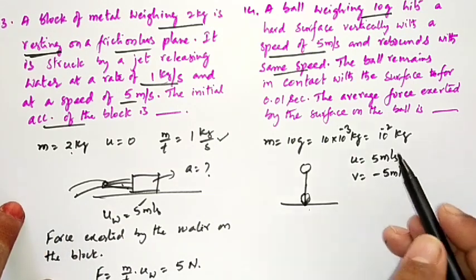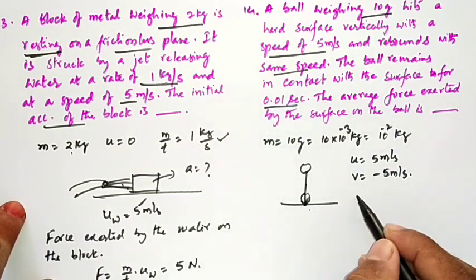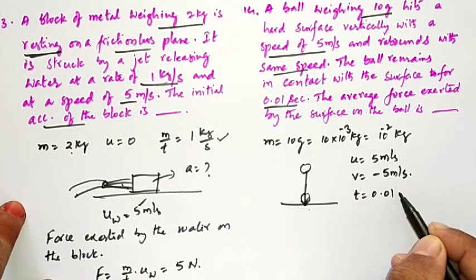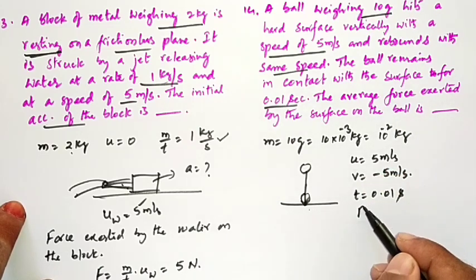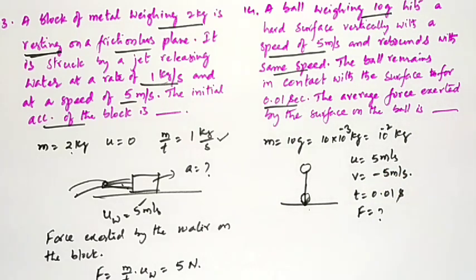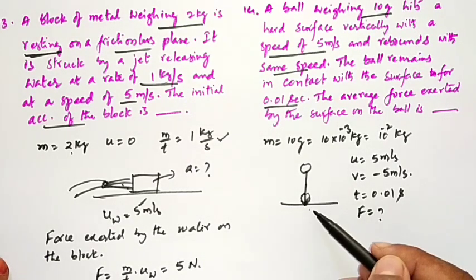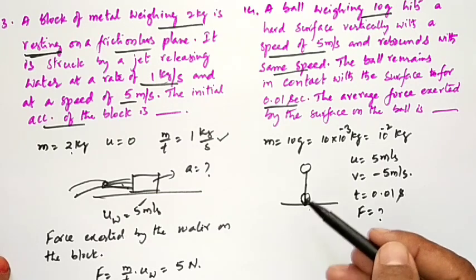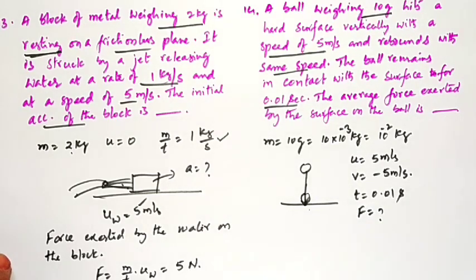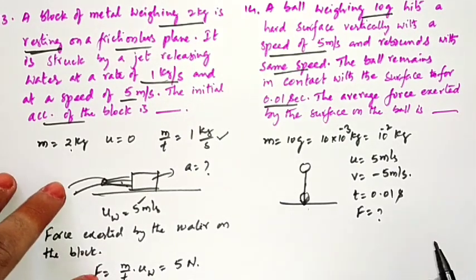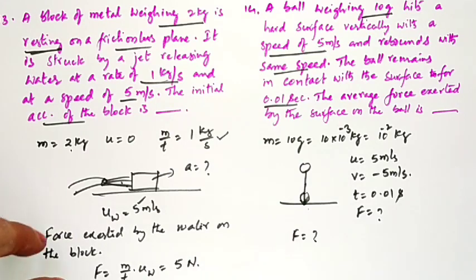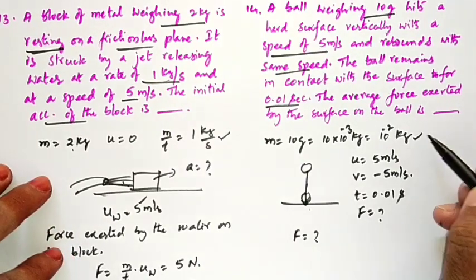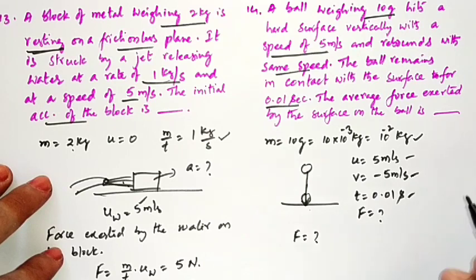Now the ball remains in contact with the surface for 0.01 second. 0.01 second it is in contact with the surface while hitting. Find the average force exerted by the surface on the ball. Here the force exerted by the ball on the surface or the surface on the ball are the same according to Newton's third law. Now let us calculate force. So F is equal to how much? That is our question. Now see here what is given? Mass of the ball is given, v, u and t.